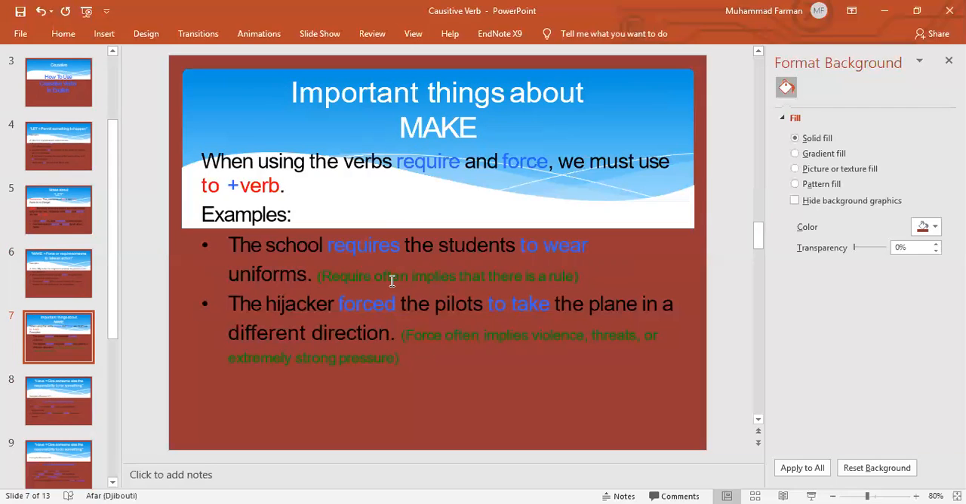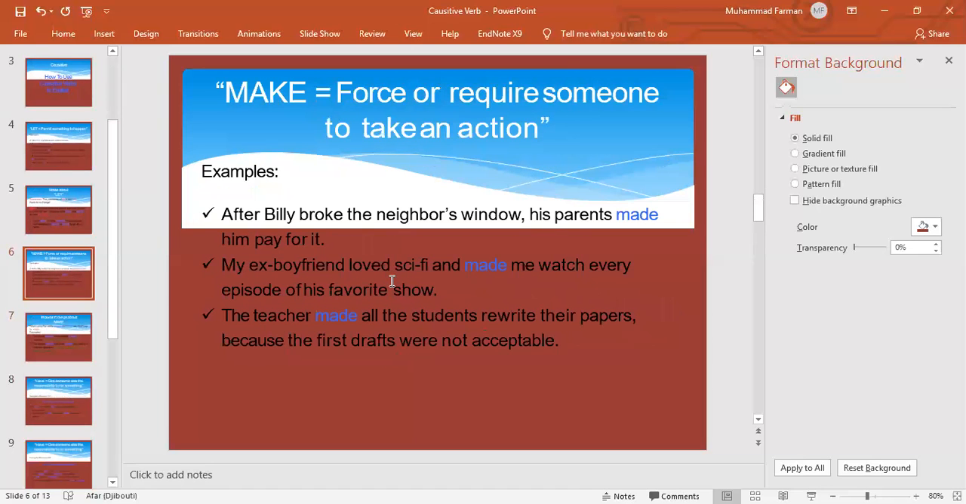Make can be replaced by requires and force, as we learn in the definition of make. Make is used where we want to force or where we want to require. So make can be replaced by force or by require. Requires, force, and make can be replaced by one another.